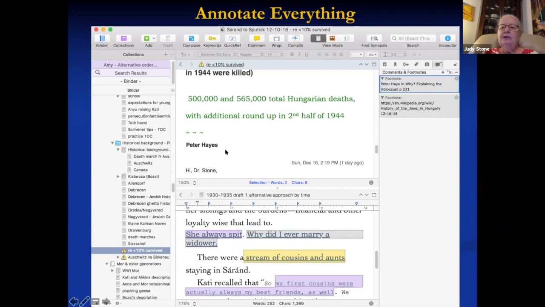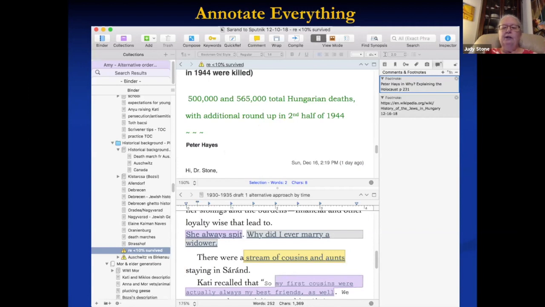Now, one of the things that I wanted you to note on this slide is where the warning sign is. That was to note that less than 10% of the Hungarian Jews survived the Holocaust. And I didn't know that until after my mother died. And I was astonished at that information. And so I went trying to document that.